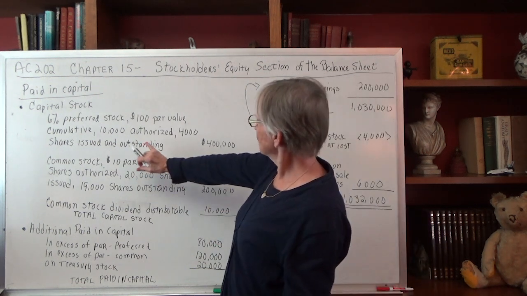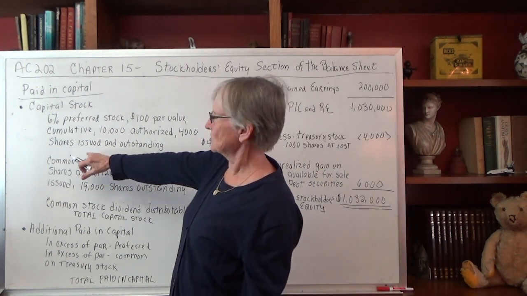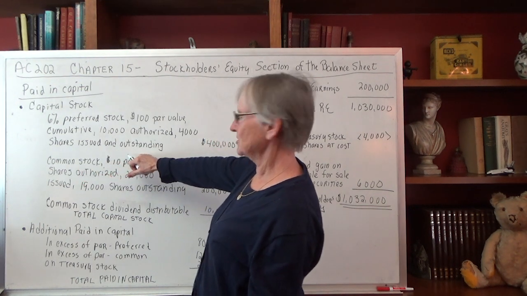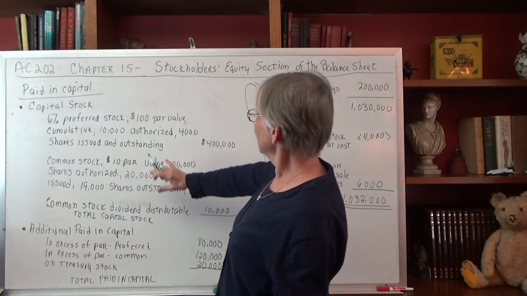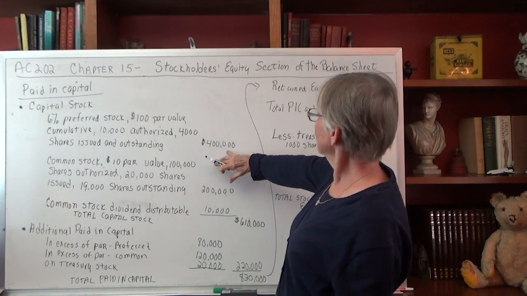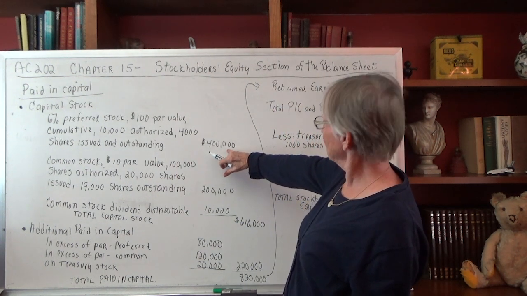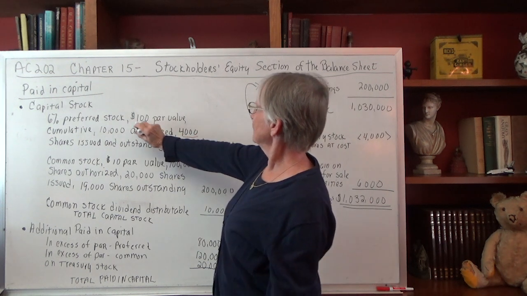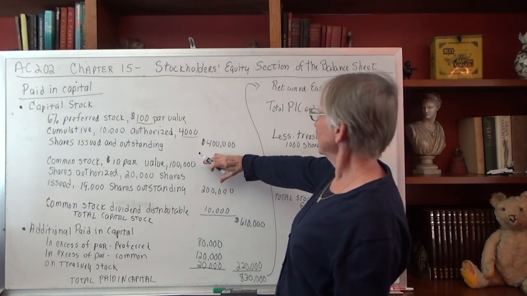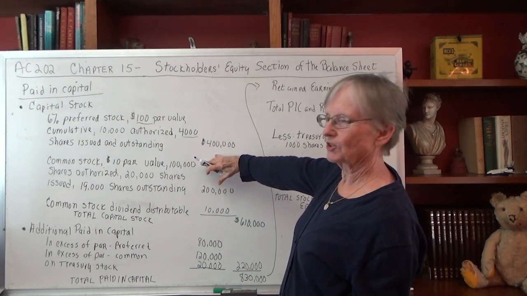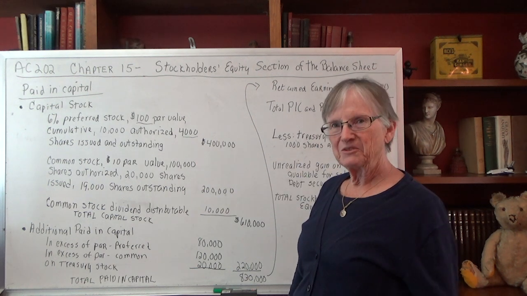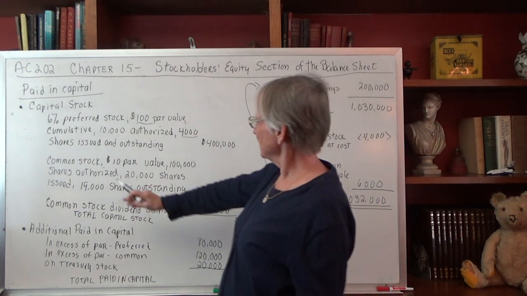Of those 10,000, 4,000 shares the company has issued onto the open market, and apparently they're all still outstanding. Okay, so that totals 400,000. To get that 400,000, you've got the 4,000 shares times the par value, and that's what gets reported as your preferred stock. Okay, then you come down to your common stock.